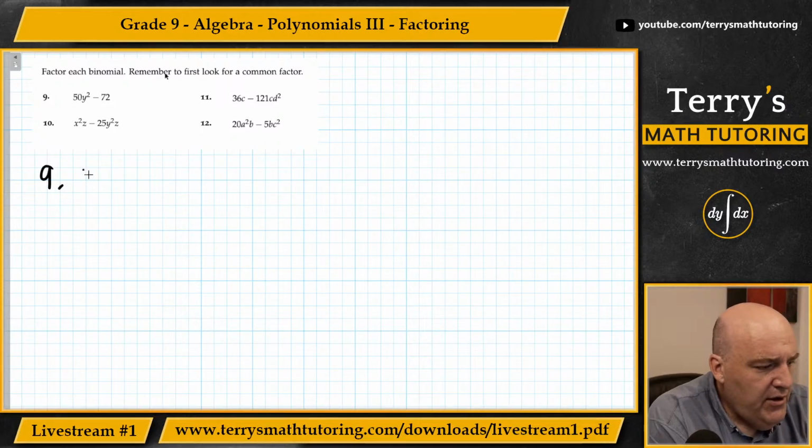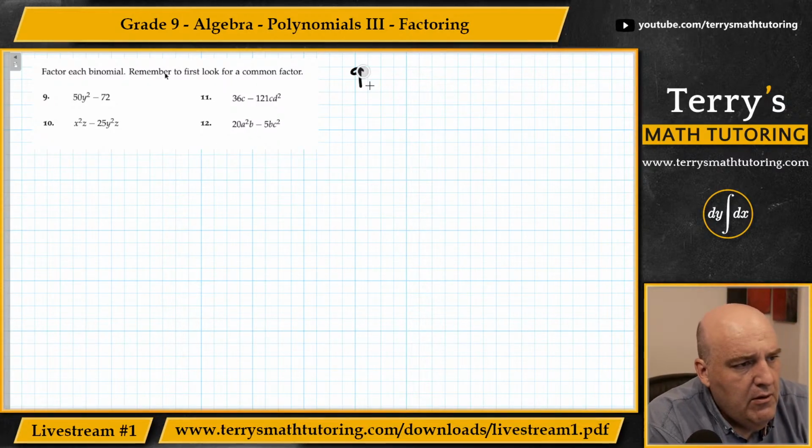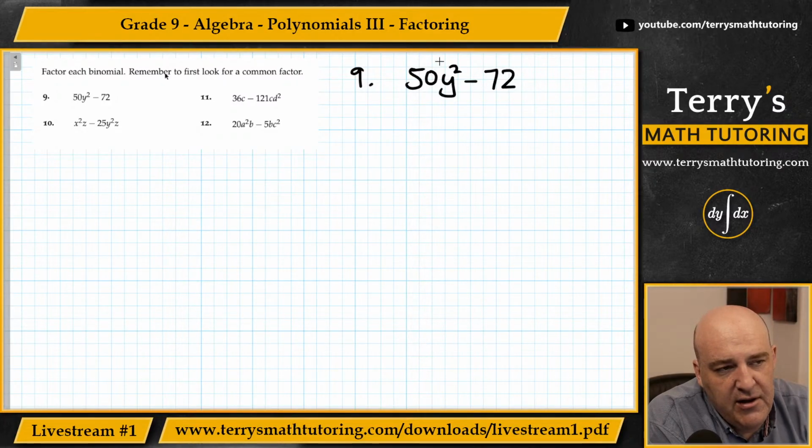So when I look at number 9 here, as my first step, I know it has 2 terms, but I can't do difference of squares because neither 50 nor 72 are perfect squares. But after I pull out a common factor, I think it'll be fine then. I think we can just pull out a 2 as our very first step.